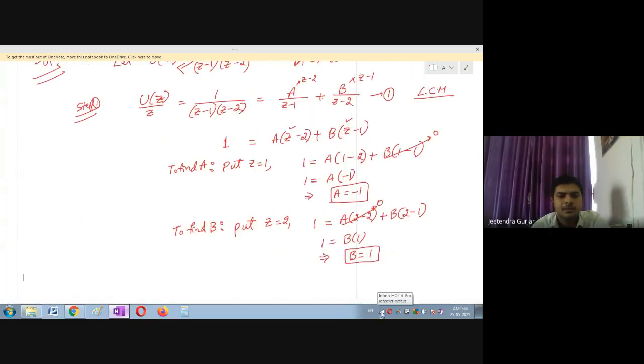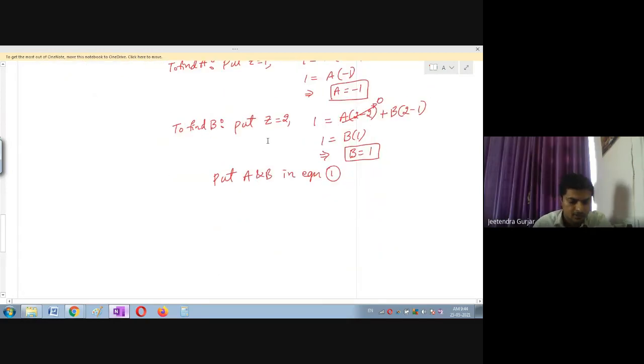Okay, so I will substitute A and B in equation 1. I want U of Z divided by Z, so I will write like this: U of Z divided by small z, which is equal to, substituting here, minus 1 divided by Z minus 1 plus B is 1, so 1 divided by Z minus 2, students.